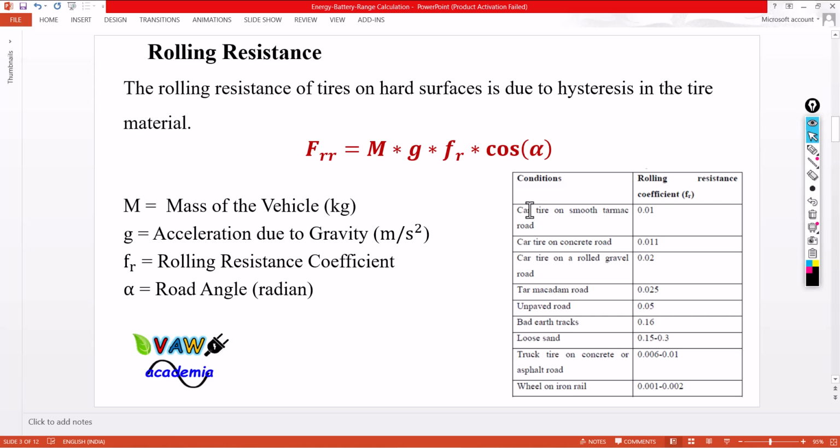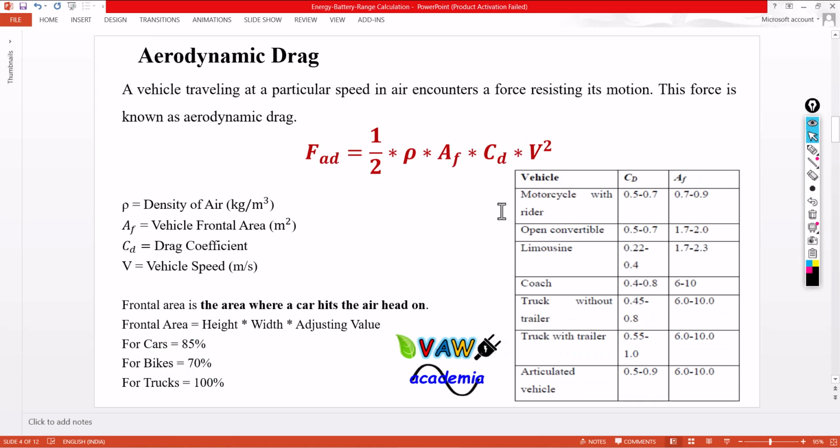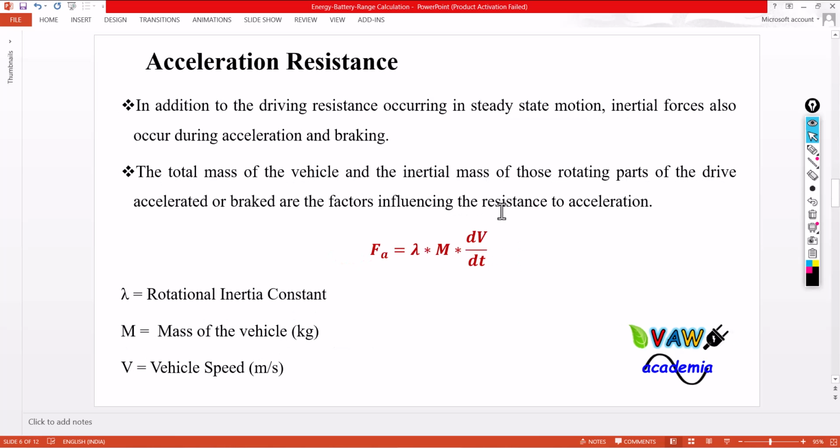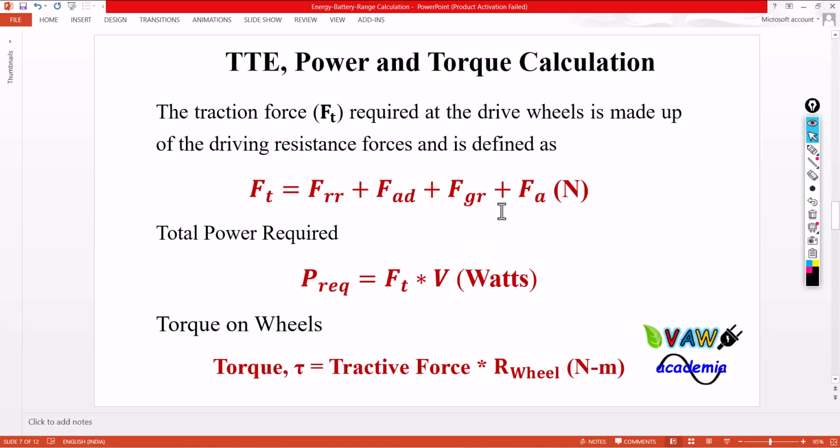The formula to find out the rolling resistance is given here: m into g into fr into cos alpha. I'm not discussing much about the impact of m, g, fr and cos alpha because we already discussed it in a previous video. You can check the link. Aerodynamic drag, third one is grading resistance, also called uphill resistance, and the fourth one is acceleration resistance. Once we calculate all these opposing forces, it's time to calculate the total tractive effort, power required and required torques on wheels.